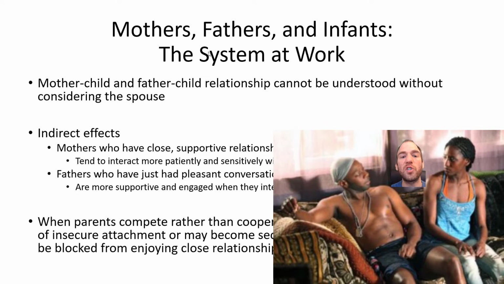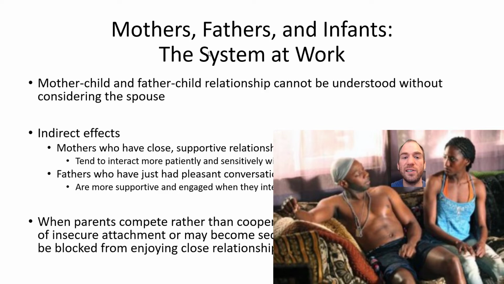Mother-child and father-child relationships cannot be understood without considering the spouse. Indirect effects. Mothers who have close, supportive relationships with husbands tend to interact more patiently and sensitively with their babies. Fathers who have just had a pleasant conversation with their wives are more supportive and engaged when they interact with their children. When parents compete rather than cooperate, their infants may show signs of insecure attachment or may become securely attached to one parent, but be blocked from enjoying a closer relationship with both parents.